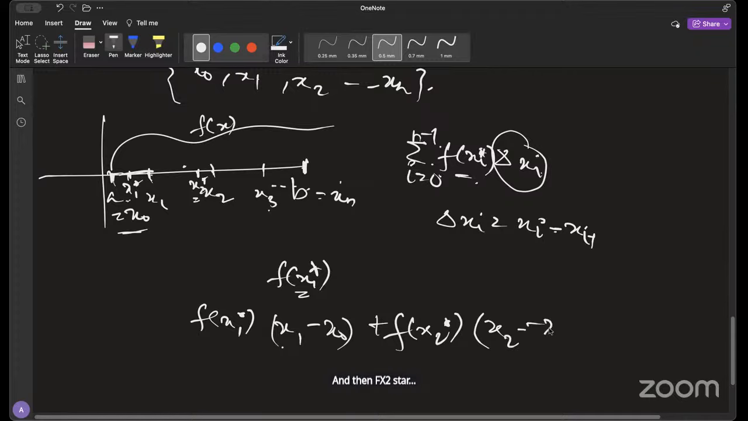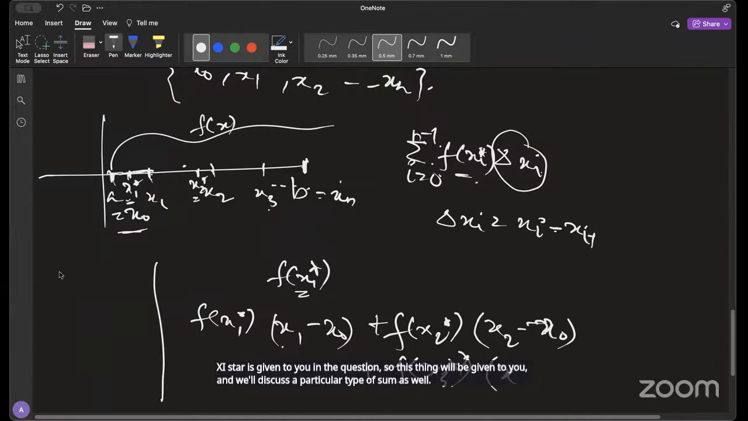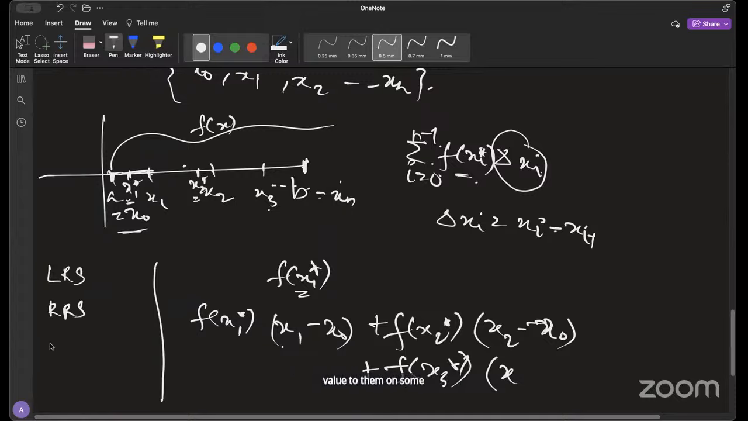times x2 minus x1. Excuse me, ma'am. The xi star, could you please again tell? Actually, I mixed up. How is xi star used to take? Xi star is given to you in the question. So this thing will be given to you, and we'll discuss particular types of sums, called the left Riemann sum, right Riemann sum, and then there is something for the center as well. I don't remember the name right now, but there's one for center as well, where you take the middle point.